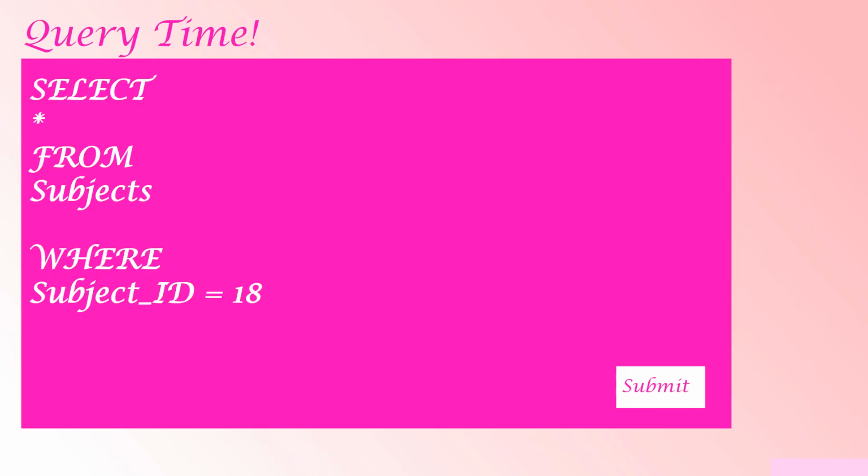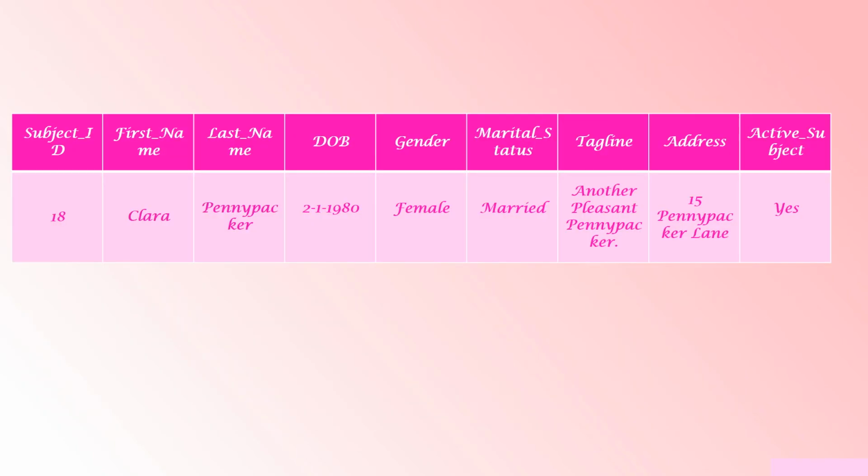Now on to another example of how distinct may be of use in your SQL career. We'll use the subject table as an example and subject 18 as our example subject. Here we have a query that will pull every row from the subject table for subject 18. Subject 18 only has one row in the subjects table. We can see Clara's current information, but we cannot see a record of any changes made to her record.